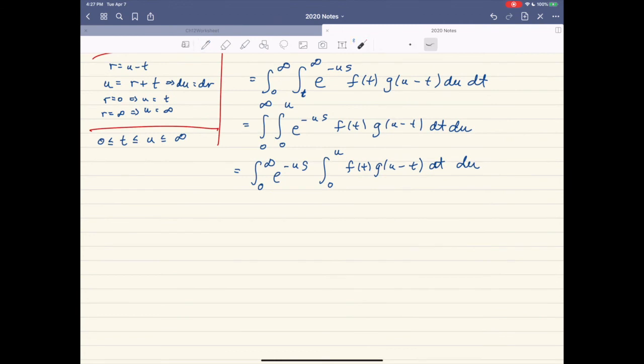And finally, what is this inner integral? Well, it's nothing more than the convolution of f and g evaluated at u. And then finally, if I take any function and integrate that against the product of e to the negative su, that's just the Laplace transform of that function. Okay, so it turns out that the product of the transforms is the transform of the convolution of the two functions.